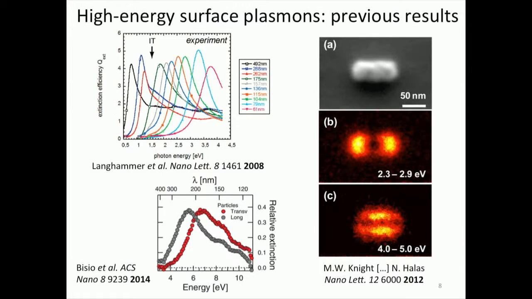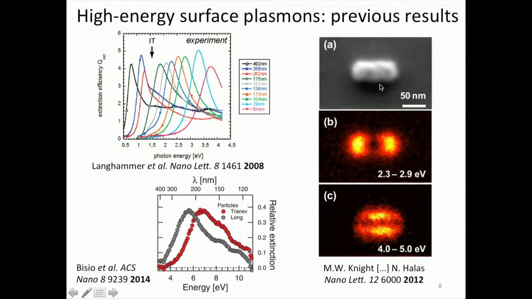So going forward, let's talk a little bit more about high energy surface plasmons here. Here I showed you some interesting work from the literature that I found. Let's focus on this work on the right, where the group of Naomi Halas published work where they study surface plasmons in these rods. So you can see here that you have a rod that is 100 nanometers by 40.